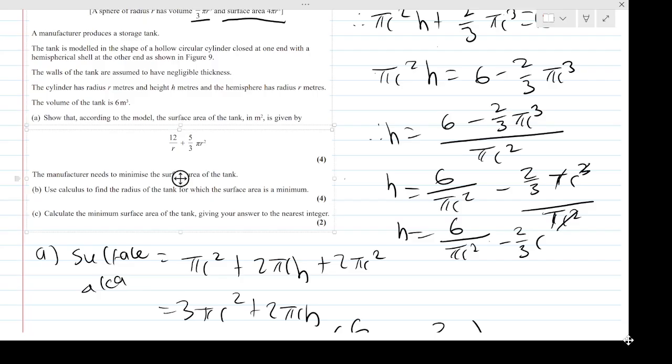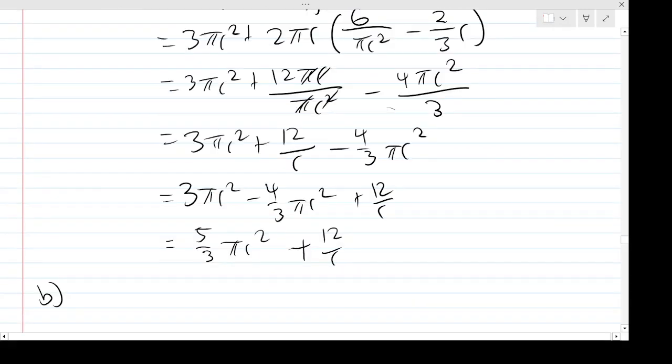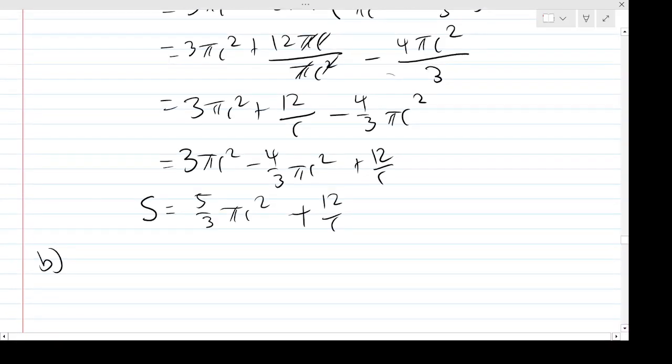And it's asking us to find the radius for when it's a minimum. So we need to find the minimum radius point, if you will. So that's going to do with differentiation, right? So if I call that S, for surface area, then I want to differentiate S with respect to R, so differentiate the R variable.